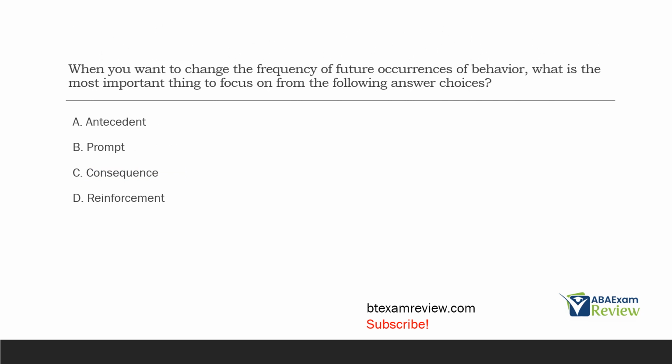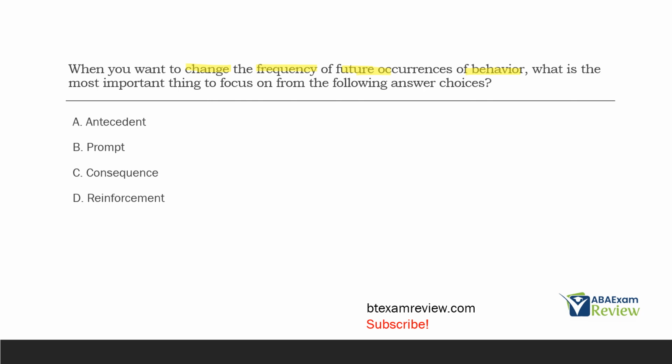When you want to change the frequency of future occurrences of behavior, what is the most important thing to focus on from the following answer choices? Easy question, just worded strange, which is why you always have to slow down and read every single word and understand the question first. When you want to change the frequency of future behavior. So we want to change future behavior. And what impacts future behavior? What affects future behavior? What changes future behavior?